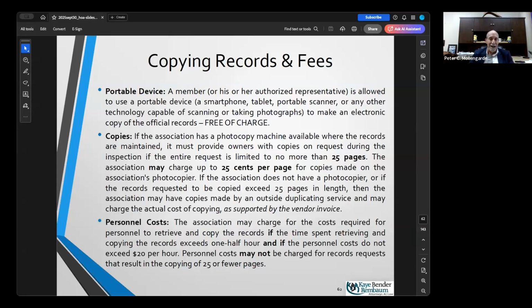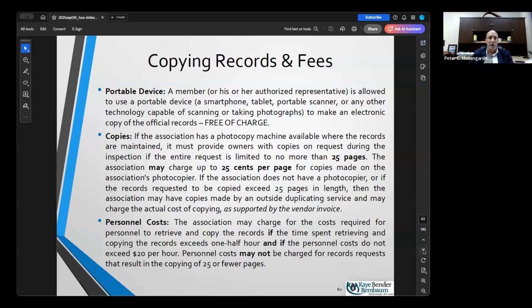If the association does not have a photocopier, or if the records requested exceed 25 pages, then you can have them made by an outside duplicating service and may charge the actual cost of copying as supported by the vendor invoice. So if they've asked for more than 25 pages, or you don't have a copier there, or even if you have a copier but you want to send them out to Office Depot or something, you can do that, but you can only charge them the actual invoice that you receive.